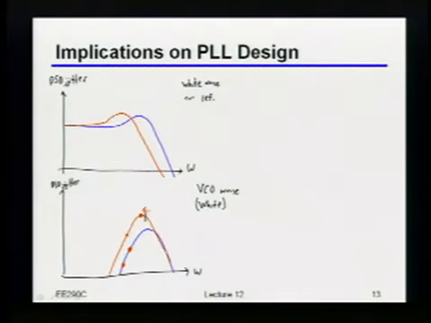Right, so at some point, if I drew that real PSD, I may indeed start seeing the 1 over F cubed corner of the VCO itself. That indeed can happen. Does that make sense, or?